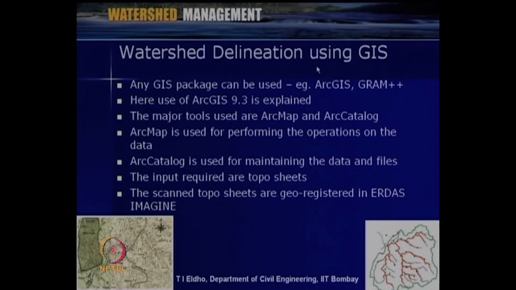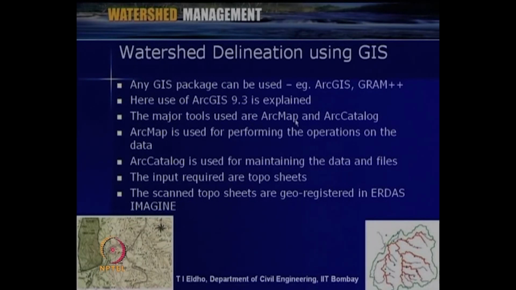So, for watershed delineation using GIS, as I mentioned, we can delineate a watershed in a sophisticated way using a geographic information system. Any GIS package can be used, for example ArcGIS or GRASS or any other GIS package. In the coming few slides I will describe how to delineate a watershed using ArcGIS 9.3. ArcGIS is a product of the Esri company of the United States. The details explained here are also given on the website on how to delineate a watershed.